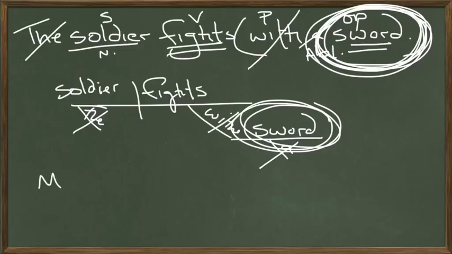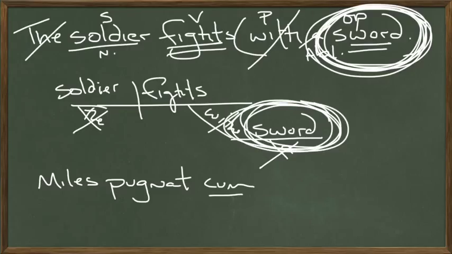So here we go. Miles is soldier. That's where we get the English words military and militant and militia, etc. Miles pugnat. Okay, so we don't need with a sword. Now, you may be used to seeing cum in Latin as the word that means with, and that's true, but not in this case. If you're using an object to do your job or to get something done, it's ablative case.